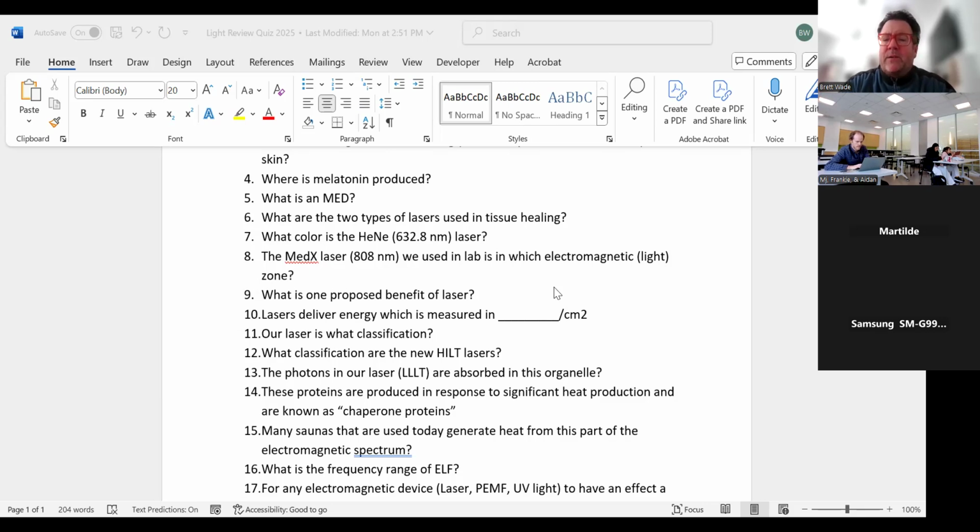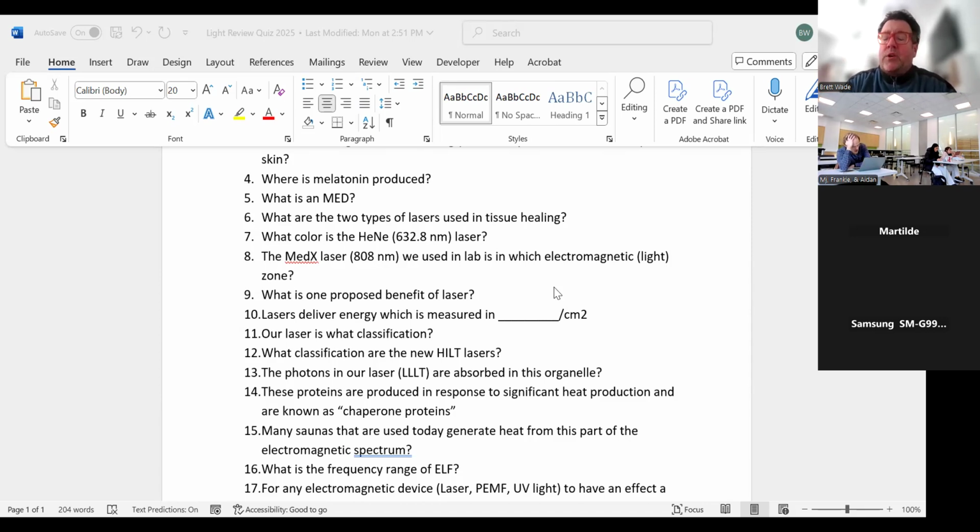When we look at lasers, we talked about ultrasound. You may remember when we were talking about watts per centimeter squared. In lasers, it's actually joules. So it's a different measurement of energy. Electromagnetic energy is measured in joules. Sound waves, mechanical, is measured in watts. So this is joules per centimeter squared.